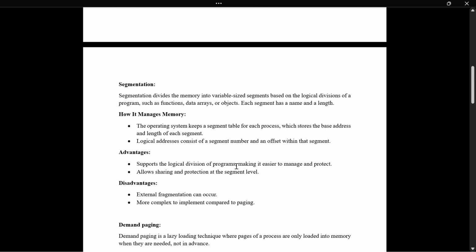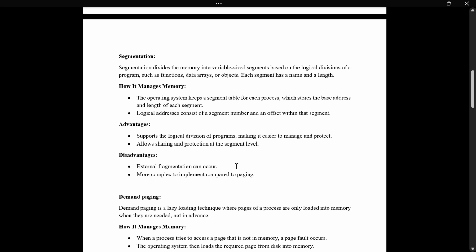Segmentation divides the memory into variable-sized segments based on the logical divisions of programs, such as functions, data arrays, or objects. How it manages memory: the operating system keeps a segment table for each process, which stores the base address and length of each segment. A logical address consists of a segment number and an offset within the segment. Advantages: supports the logical division of a program, making it easier to manage and protect, and allows sharing and protection at the segment level. Disadvantages: external fragmentation can occur, and it is more complex to implement compared to paging.